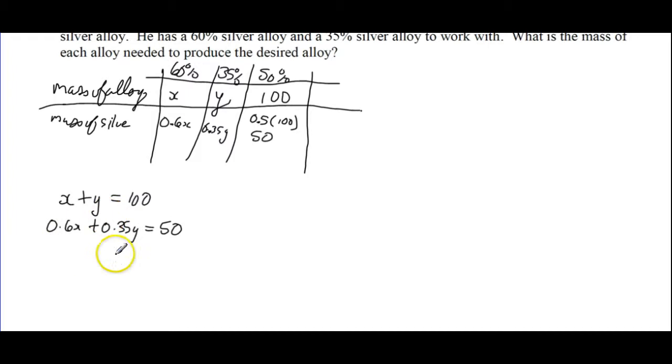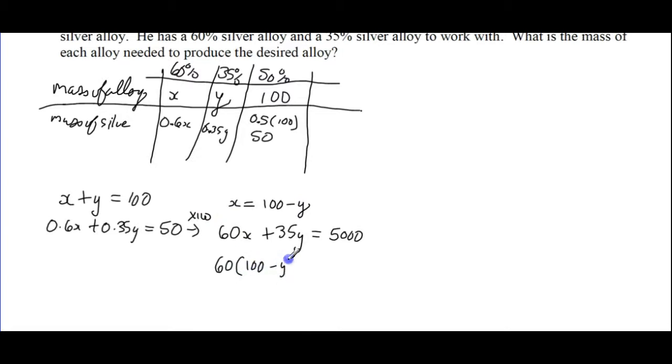I could multiply this by 10 or 100 to get rid of the decimals. Why don't we do that? Let's just get rid of the decimals, so multiply by 100. So we'll get 60x plus 35y is equal to 5,000. And here, what do we want to do? Well, let's go x is equal to 100 minus y. And then we'll substitute. So 60 times 100 minus y plus 35y is equal to 5,000.